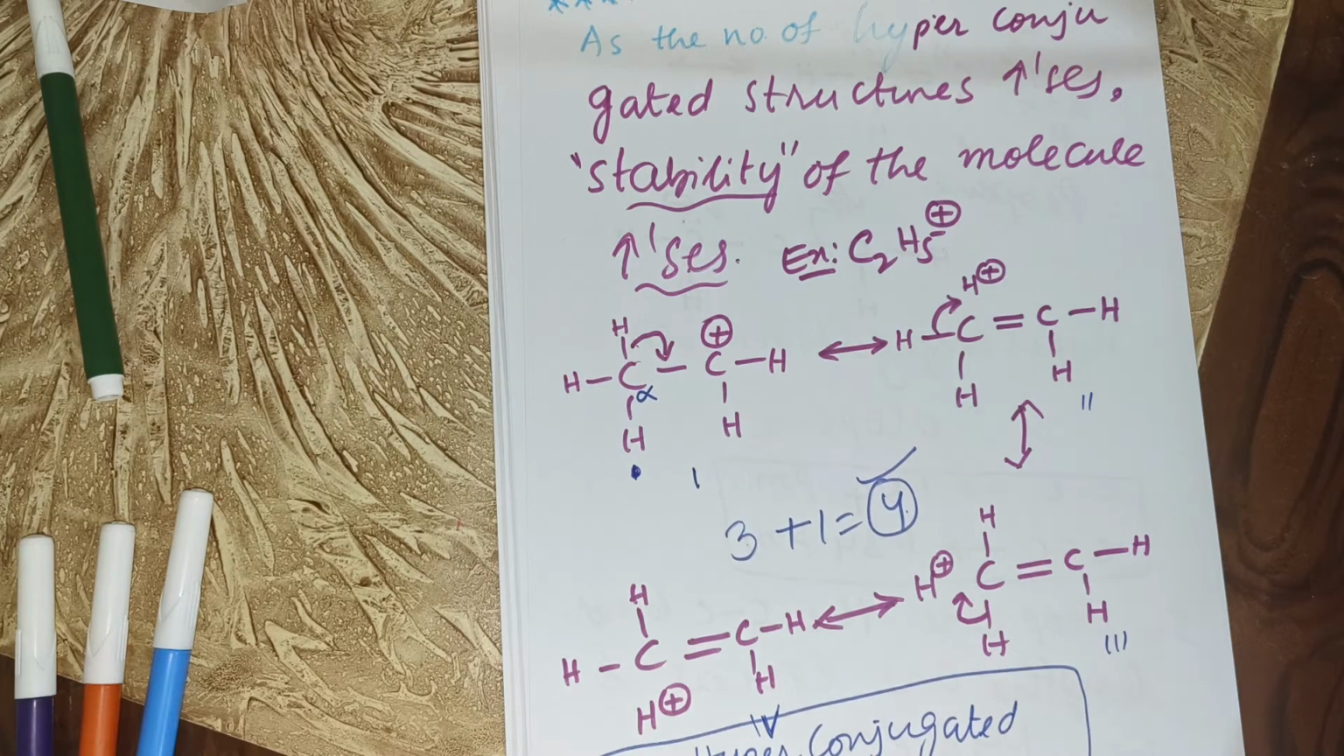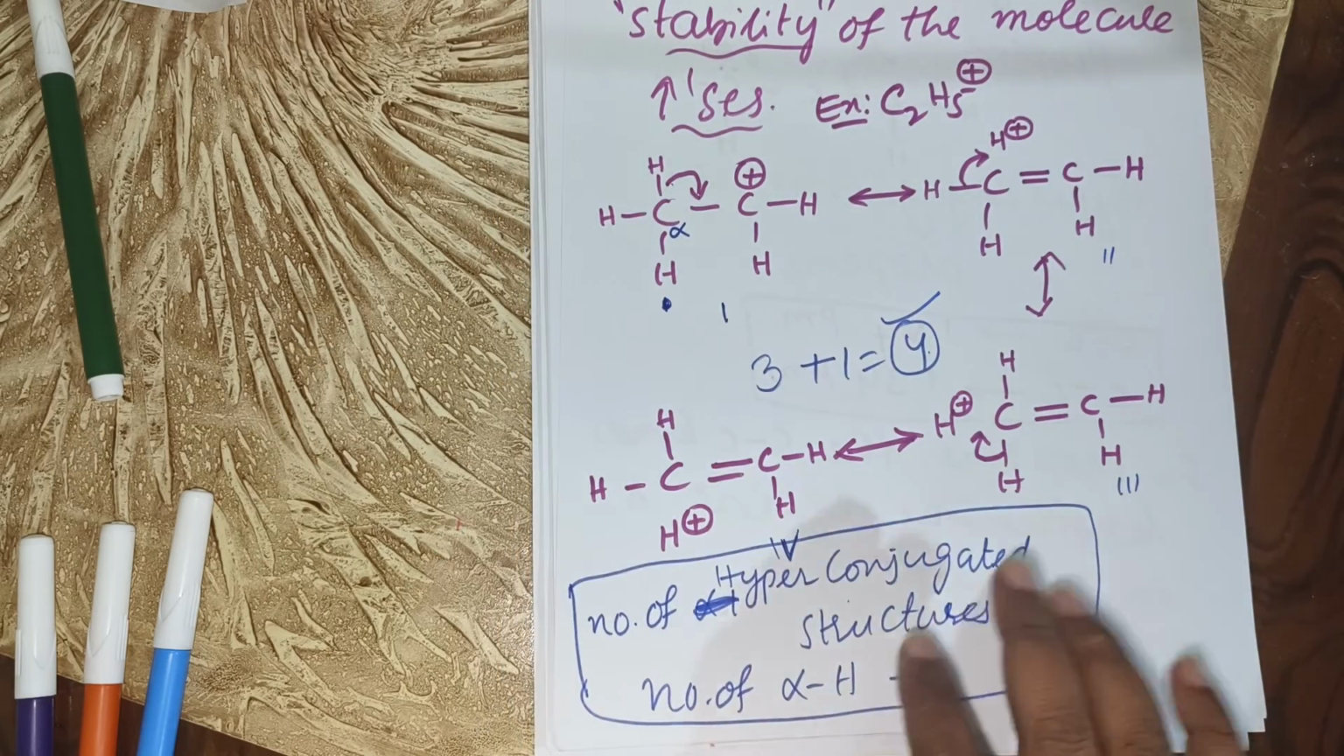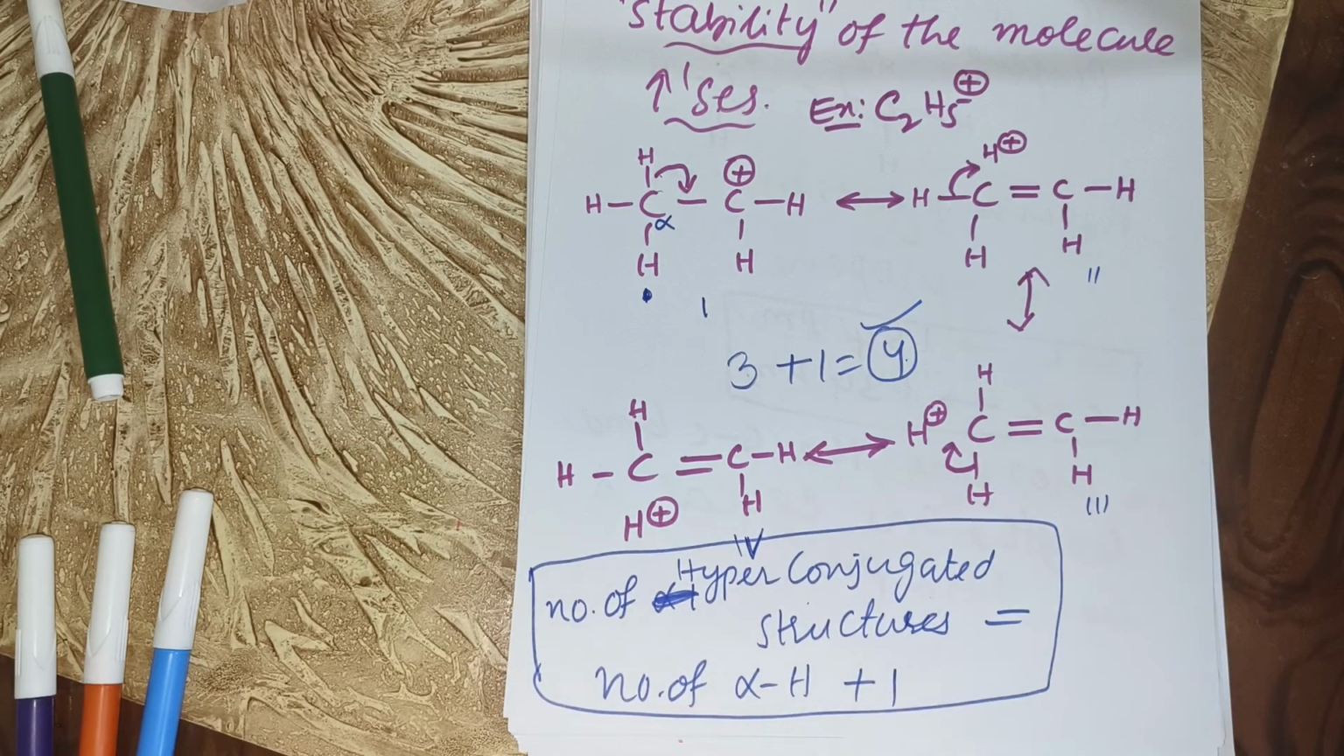As the number of hyperconjugated structures increases, stability increases. Keep that in mind. This is the point you have to keep in mind: the number of hyperconjugated structures equals the number of alpha hydrogens plus 1. All of you keep that in mind. It's very important to know that.